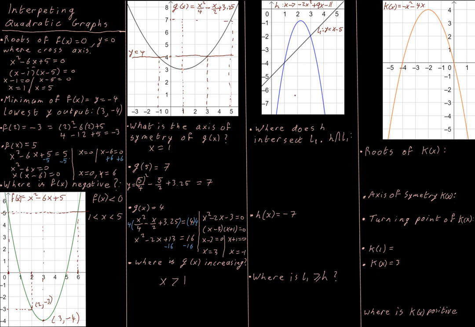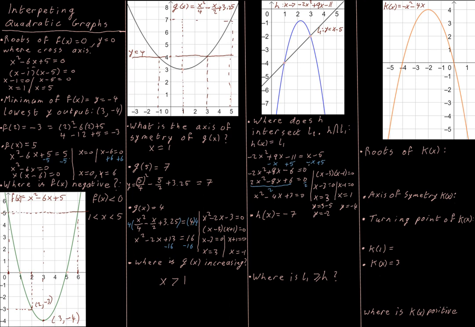Now h of x. Where does h intersect L1, our straight line L1? Well, that happens where they cross each other. So that happens at x is 1, y is minus 4, and x is 3, y is minus 2. We can also solve that because we are looking for values of x that would make y equal to each other. When we set our two functions equal to each other, that's where we'll get the same y value. We solve and we get the same points: x is 3, y is minus 2, x is 1, y is minus 4.